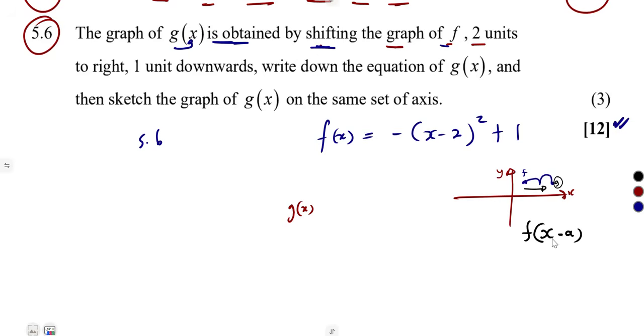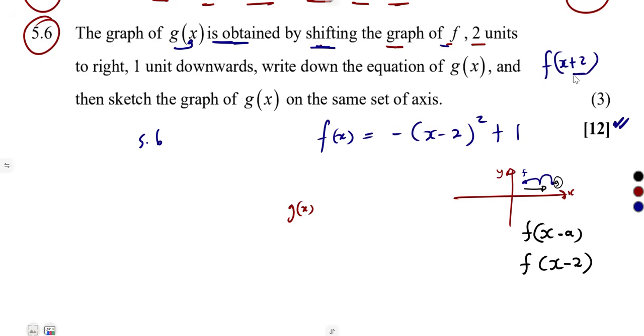So the x must be in a bracket, f of x minus a, 2 units to the right. So the transformation is given as f of x minus what? Minus 2. It means 2 units to the right, minus. If it is f of x plus 2 like this one, it means 2 units to the left.